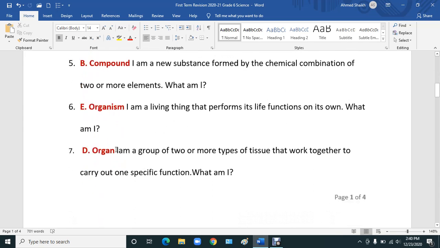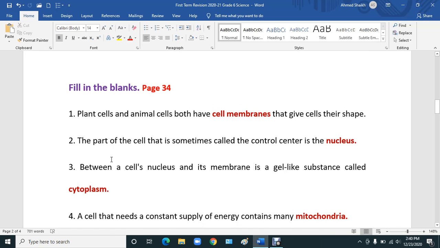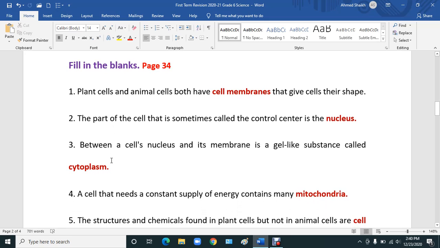Now, after this, we will see the fill in the blanks from page number 34. Here are some sentences where you are going to write the correct words which will make the sentence complete. So the first fill in the blanks: plant cells and animal cells both have cell membranes that give cells their shape. The second: the part of the cell that is sometimes called the control center is the nucleus. Third: between a cell's nucleus and its membrane is a gel-like substance called cytoplasm.